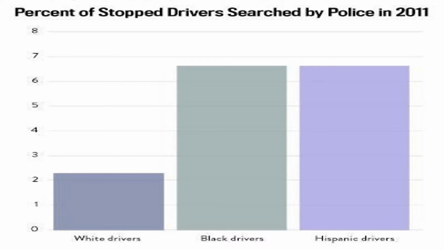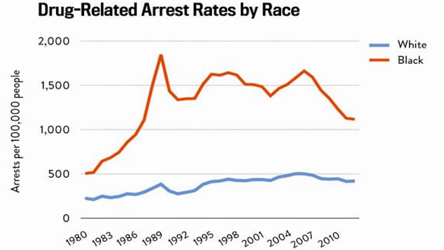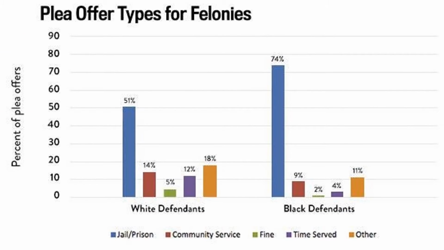The percent of stopped drivers by police. You can see that Hispanic and black drivers are more likely to be stopped by the police in traffic or when driving. Another graphic shows drug-related arrests by race. Then plea offer types of felonies. You can see at the bottom: jail, prison, community service, fine, time served, and other. The most frequent thing offered to black defendants is jail and prison.